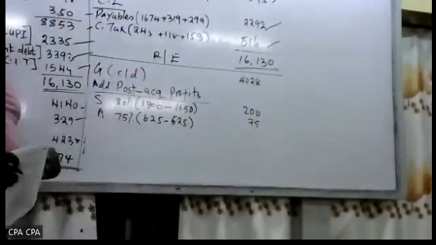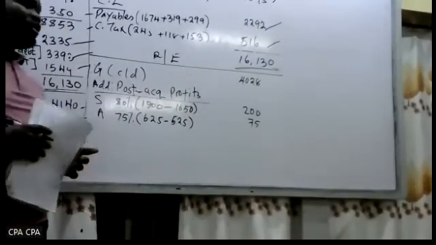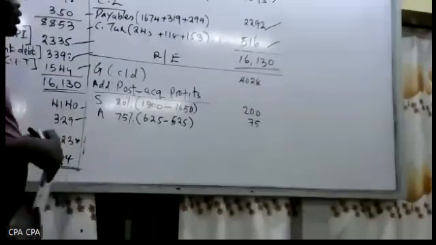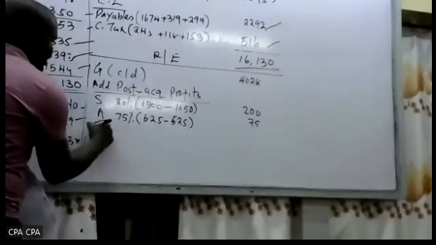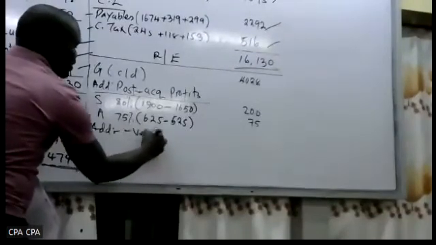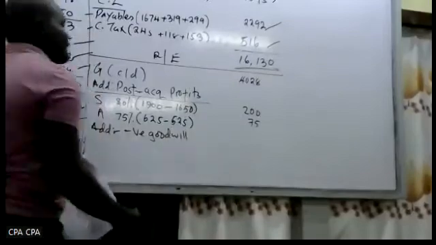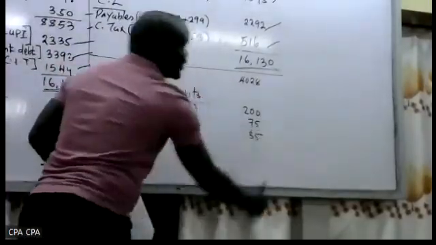Yes. Before I forget, do you remember there was negative goodwill somewhere? Add negative goodwill. Negative goodwill is income. You paid less than what you acquired. 35.